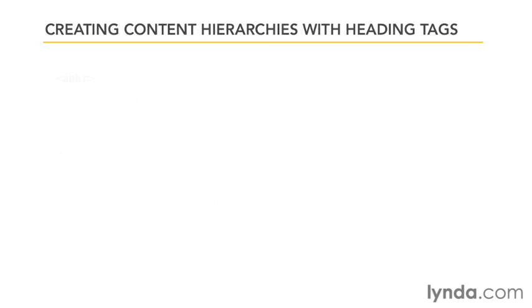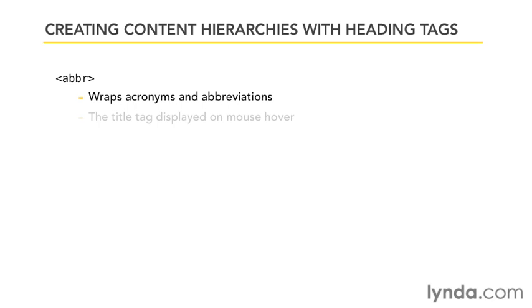The abbr tag is the abbreviation tag. You use it to wrap acronyms and abbreviations. The purpose of this tag is to provide extra information. Because if you use an acronym or an abbreviation, chances are the person reading it won't know what these mean. And here's a good example.